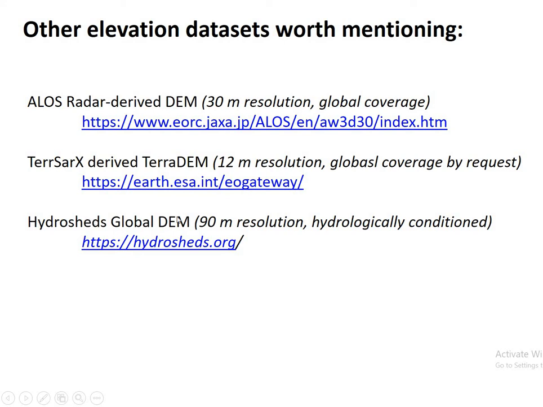Then finally, the Hydrosheds global DEM. Basically what these folks did is they took the SRTM, they did hydrologic conditioning on it to make sure all the rivers flowed in the right directions and the watershed boundaries were correct, and the lakes were not causing trouble. So this is great, especially for regional scale hydrologic analysis. I recommend the Hydrosheds global DEM. They also have a lot of derived hydrologic products like flow lines and things like that.